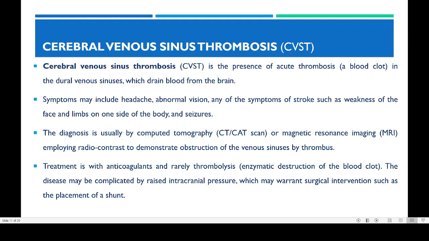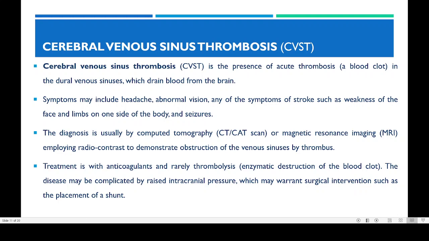So weakness of the face and limbs on one side of the body, because the brain has a design in which the right part of our body is controlled by the left side of the brain, and the left side of the body is controlled by the right side of the brain. That is how the wiring of the brain has been done. That is why such a problem is there.